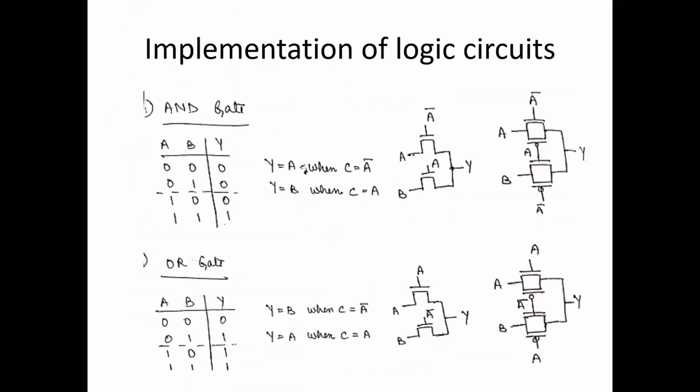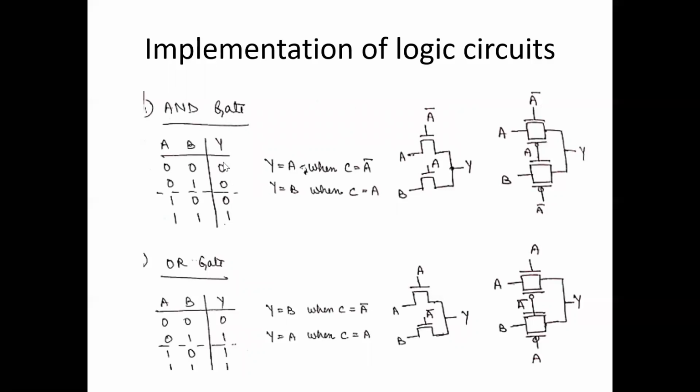Next, implementation of logic gates using pass transistors. How to implement? Suppose we have to implement logic gates using pass transistors. First, the AND gate. Let us write the truth table. A and B are the inputs. Y is the output. 0, 0, 0. This is the truth table. Now, just bifurcate the inputs and the output.